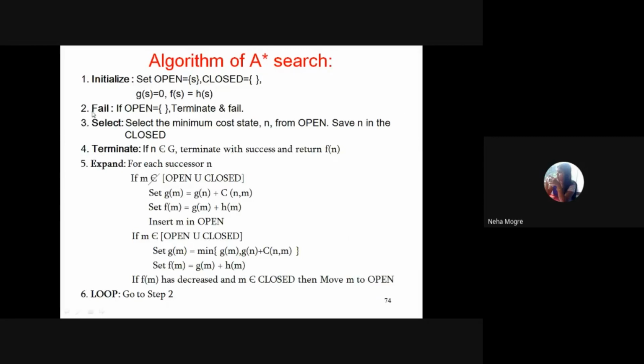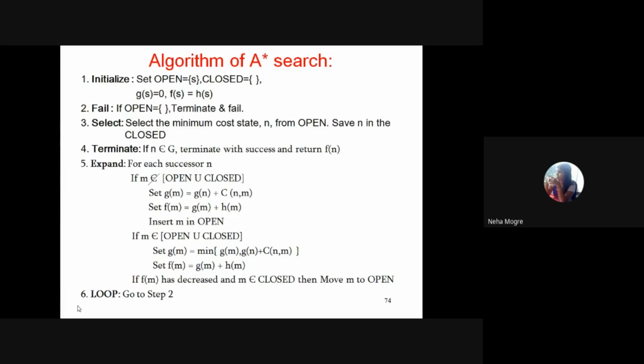Fine. Now it will fail if there are no values in open. Of course something must be there in open, then only we can traverse the other nodes. But if there is no value in open, we cannot move. So that is what is written: fail if open is empty. It will terminate and fail.